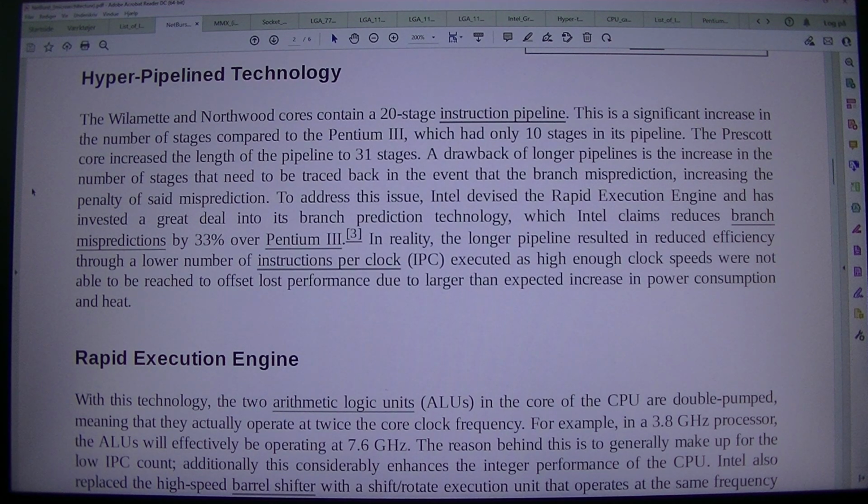To address this issue, Intel devised the Rapid Execution Engine and has invested a great deal into its branch prediction technology, which Intel claims reduces branch mispredictions by 33% over the Pentium 3. In reality, the longer pipeline resulted in reduced efficiency through a lower number of instructions per clock, IPC, as high enough clock speeds were not able to be reached to offset lost performance due to a larger than expected increase in power consumption and heat.